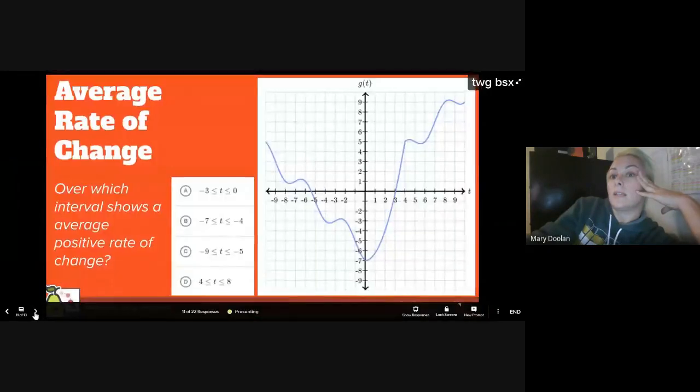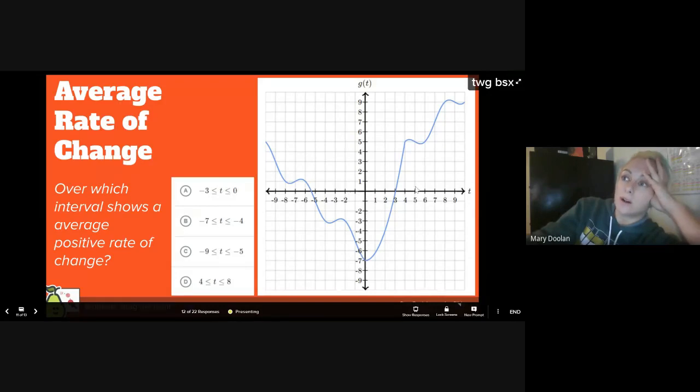Slide 11, average rate of change. Which interval is the correct interval? So you kind of want to look at the blue line for this. Negative 3 to 0, where t is greater than or equal to negative 3, or you can read this as negative 3 is less than or equal to t is less than or equal to 0. So on the t-axis, negative 3 is here and 0 is here. So what's the blue line doing from negative 3 to 0? Well, it starts here and it goes down. That's not positive rate of change.